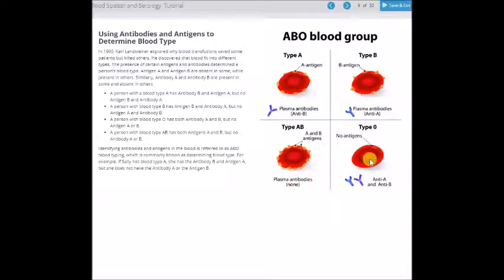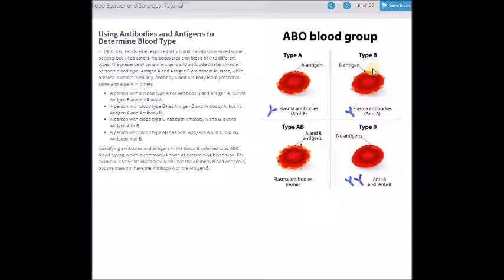Now, if you're like me and you have type O, then you've produced all of the antibodies that go with it. The A antibody and the B antibody. I have no antigens on the outside of my blood, and I have a lot of antibodies running around looking for A or B.